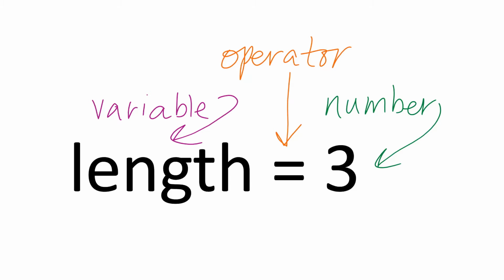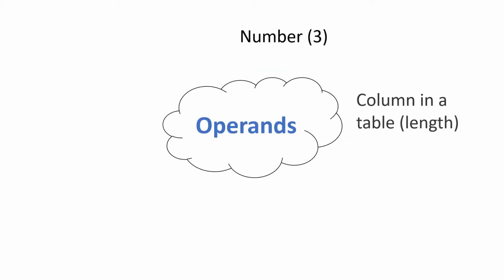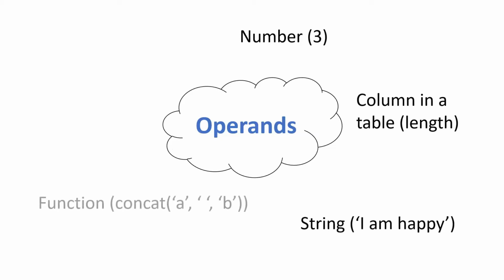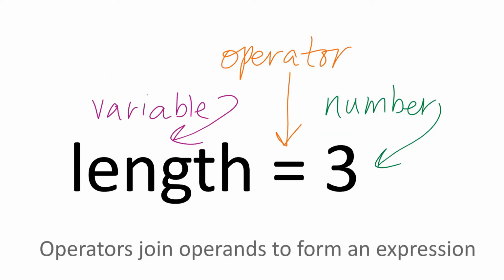In SQL, an expression can be made up of a number, a column in a table, a string, a built-in function, a subquery, or a list of expressions which are joined by one or more operators. These are called operands. Looking again at our example, we can now say that operators join operands to form an expression. In this example, length and 3 are both operands joined by the equals operator.